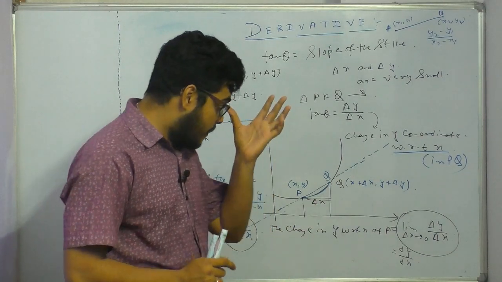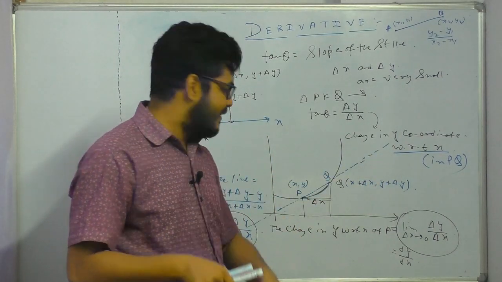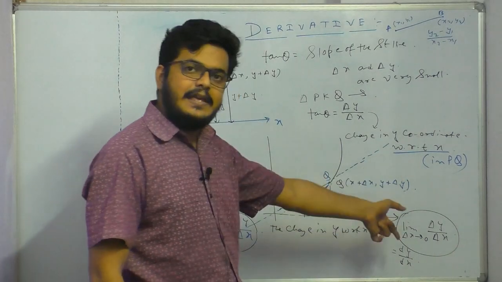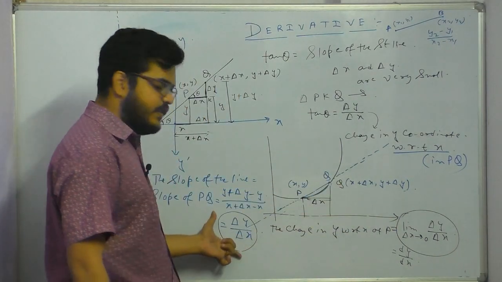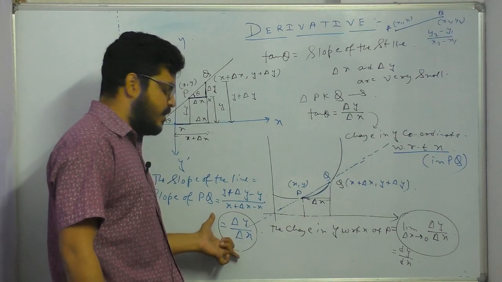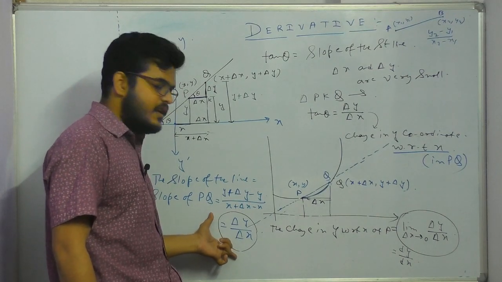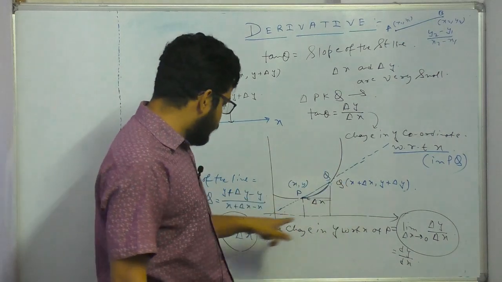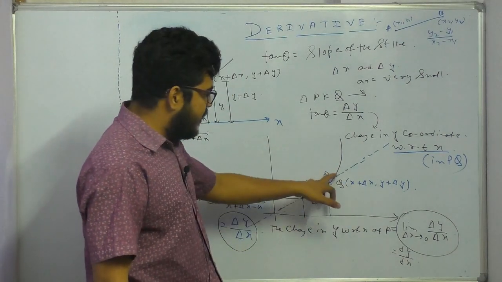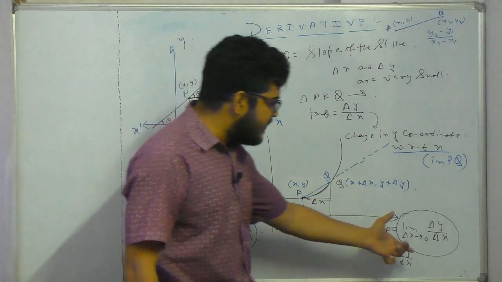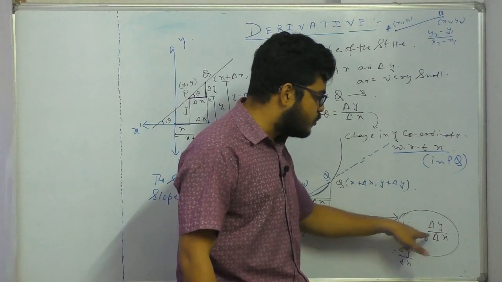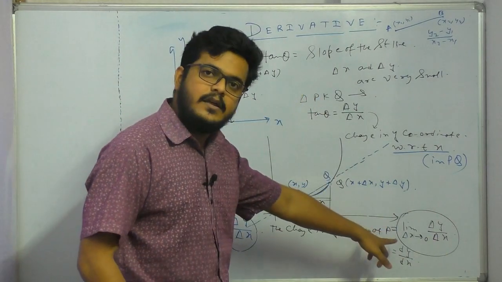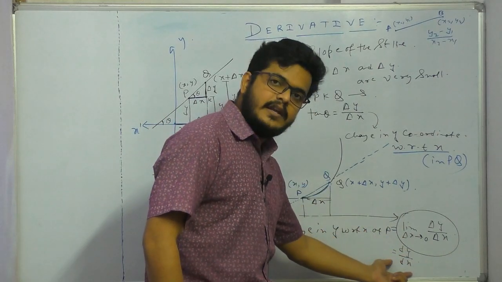Okay, fine, clear the whole thing. So the change in y with respect to x at P. We already found the value of this. This is change in y coordinate with respect to x at PQ. And if we apply del x tends to 0, then the point Q automatically goes to P. Then this value becomes change in y coordinate with respect to x at P. And this is considered as dy dx.